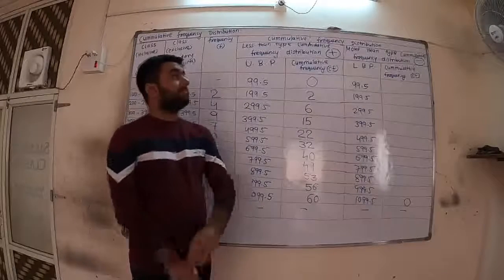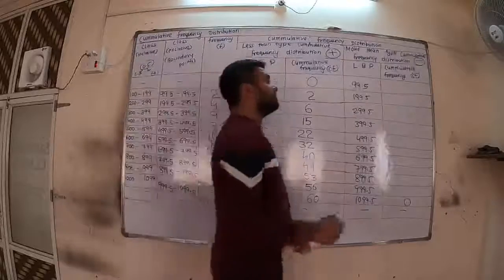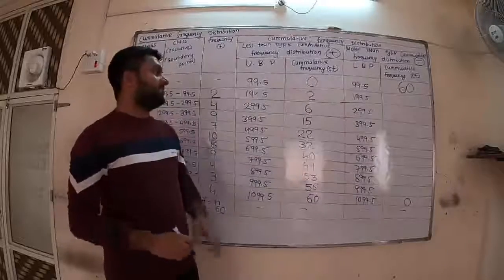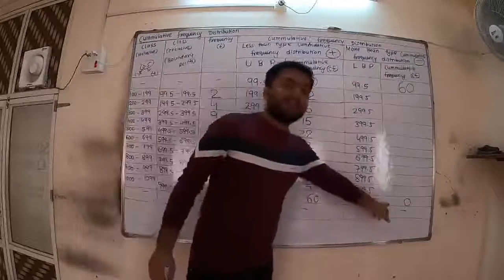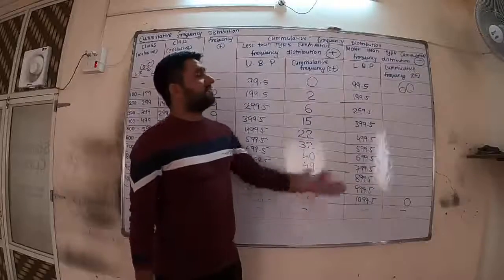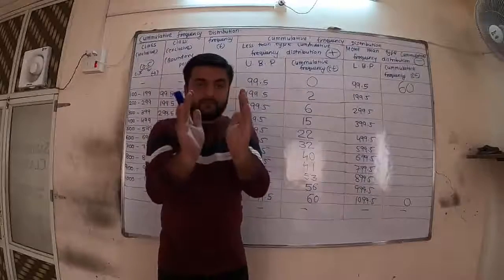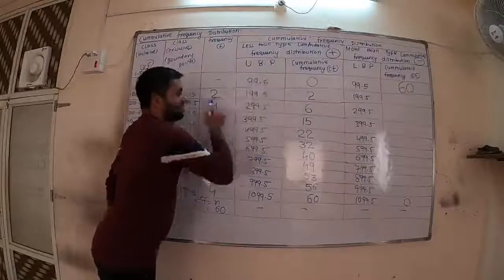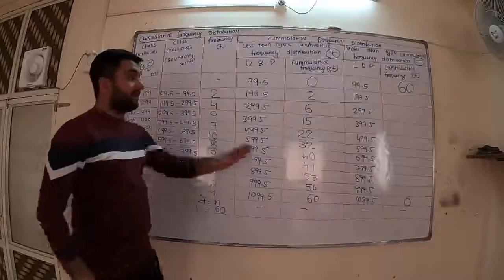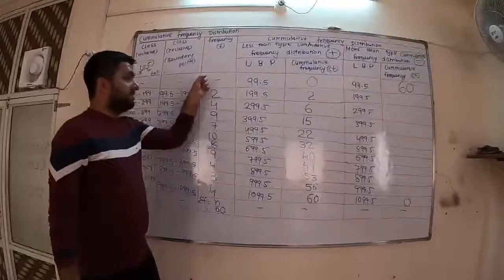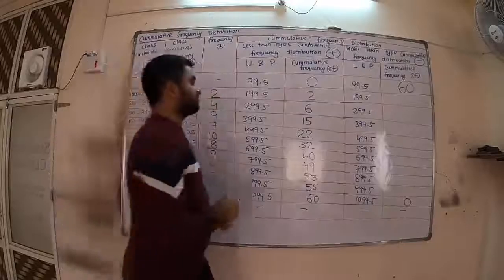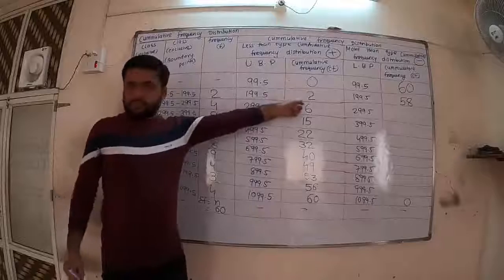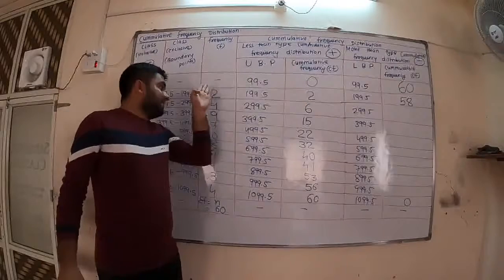And in the more than type, the base is subtraction. So you should start with 60. See, they are both opposite to each other. Here the start is 0, there the ending is 0. Here the ending is 60, there the starting is 60. Now, understand clearly. Here we are adding, 0 plus 2, and there we will subtract: 60 minus 2 is 58.